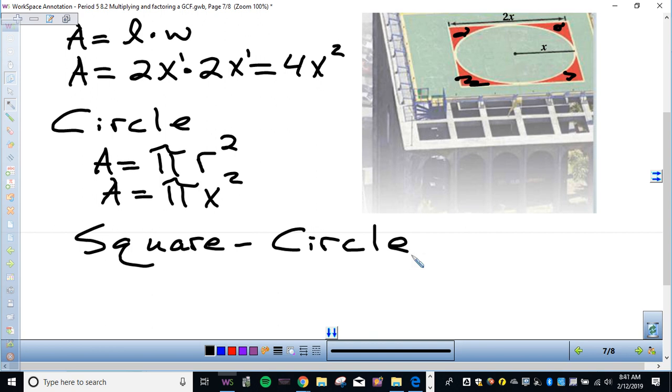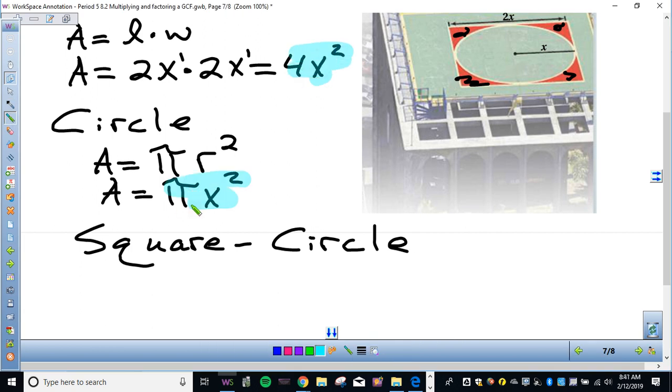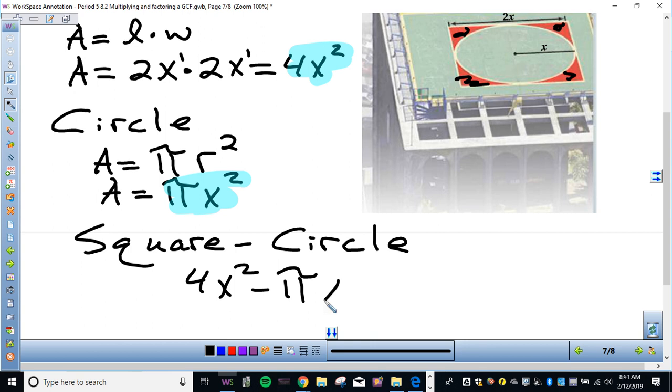So I wrote area of the square, area of the circle, then I look at my picture and plug in the x and the 2x, and then I'm just subtracting these two. So I'm subtracting 4x squared minus pi x squared. No big deal. And then they told me up top they want me to write this in factored form. What can I factor out?